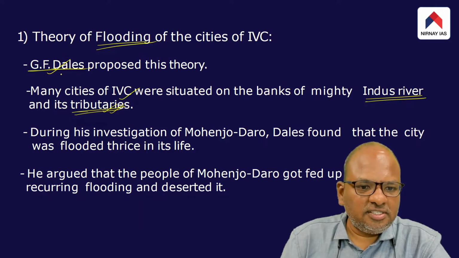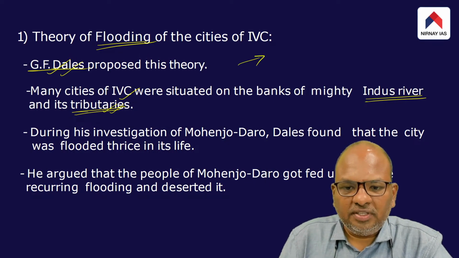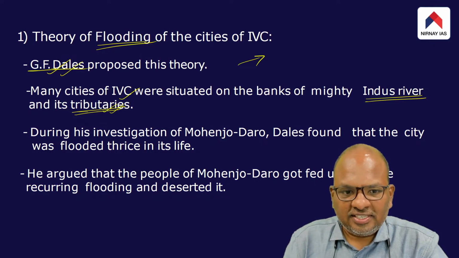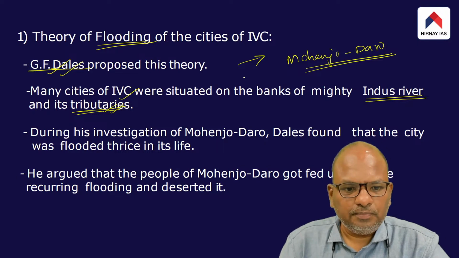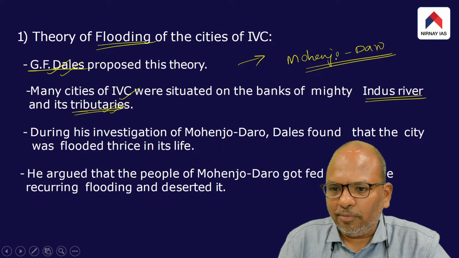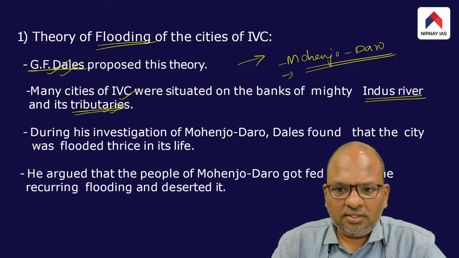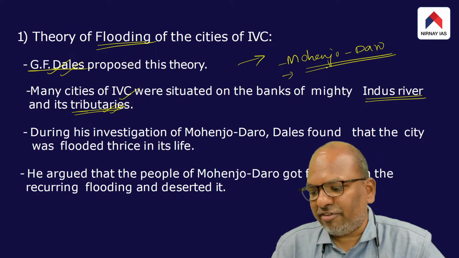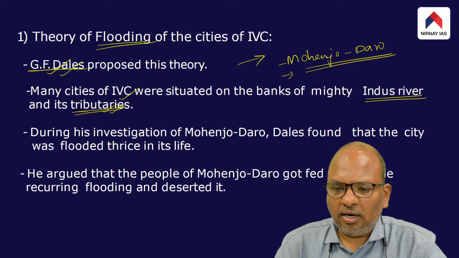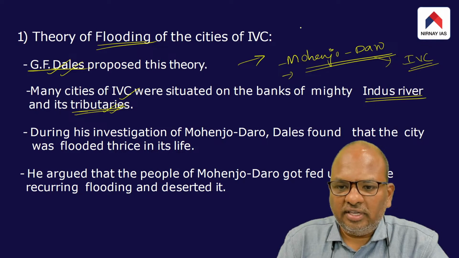So the point is, G.F. Dales, during his investigation of the Indus cities, was involved in the excavation work of Mohenjo-daro. Mohenjo-daro, I told you, is a city of Indus Valley civilization. During his investigation at Mohenjo-daro, Dales found that the city was flooded thrice in its life. This Mohenjo-daro is located on the banks of the river Indus.